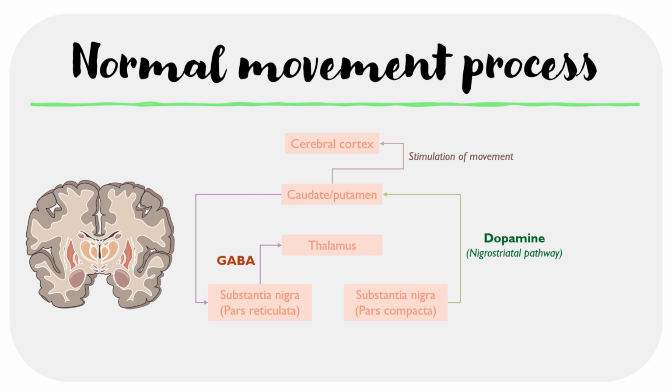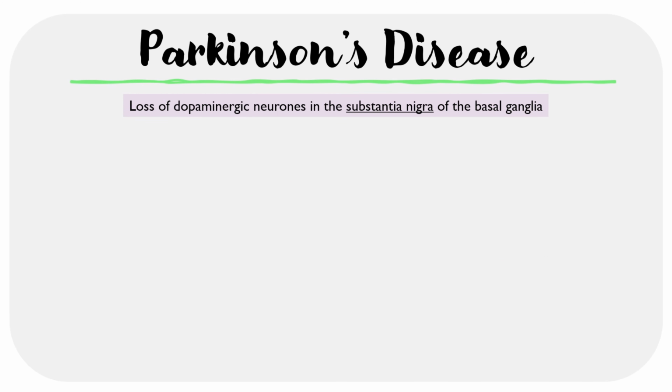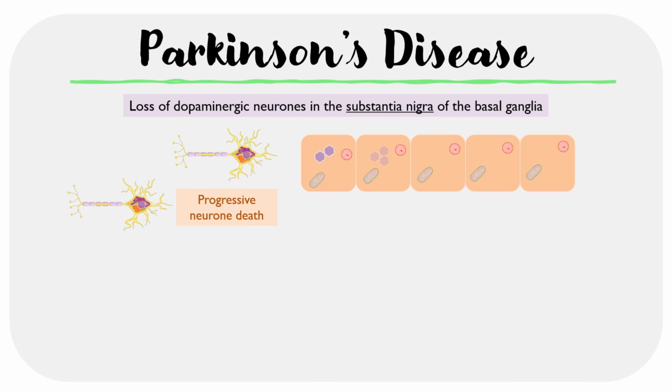Importantly, it's the substantia nigra pars compacta part of the brain, and therefore the nigrostriatal pathway, which is commonly affected in Parkinson's disease. In terms of the pathophysiology of Parkinson's disease, there are basically two main changes which occur. The first is that there's a loss of dopaminergic or dopamine transmitting neurons within the substantia nigra, and these neurons undergo progressive neuron death. The second main change is that there's a buildup of a protein called alpha-synuclein within the neurons, which is also termed Lewy body deposition.